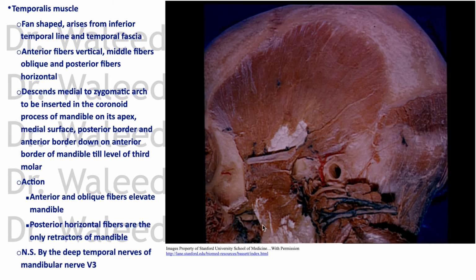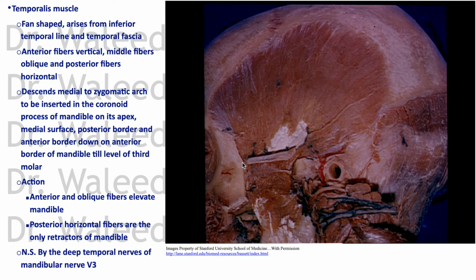It has a good tight grip on the mandible, actually, the way temporalis is inserted. So remember this, the way of its insertion, that it doesn't involve the lateral surface of the coronoid, rather the anterior, posterior, apex borders and the medial surface, and continues down the anterior border of the mandible till you reach the level of the third molar.